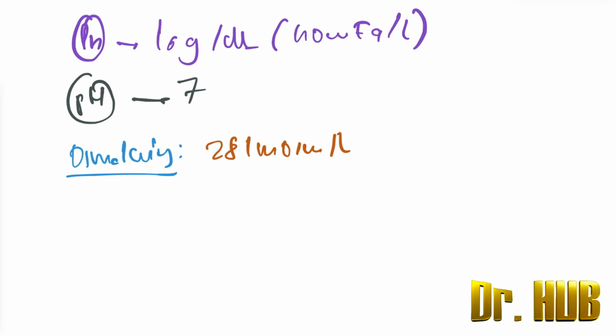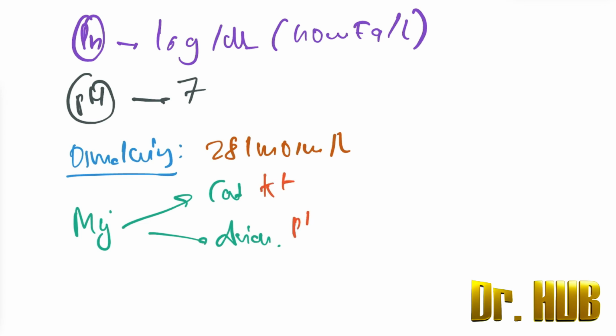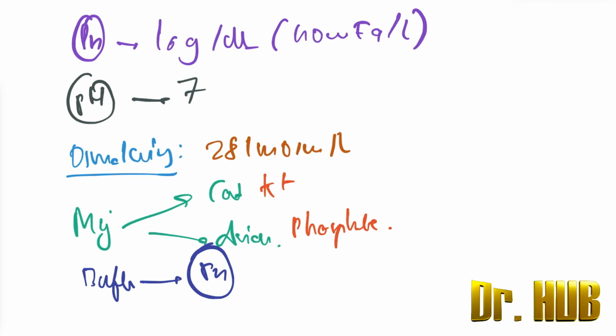Now let's look at the major cation and anion. The cation is potassium and the anion is the phosphate. So how is the buffer? The buffer here is the protein, whereas in the extracellular it was HCO3-. So the most osmotically active ion: in the extracellular fluid it was sodium, whereas in the intracellular fluid it is going to be potassium.